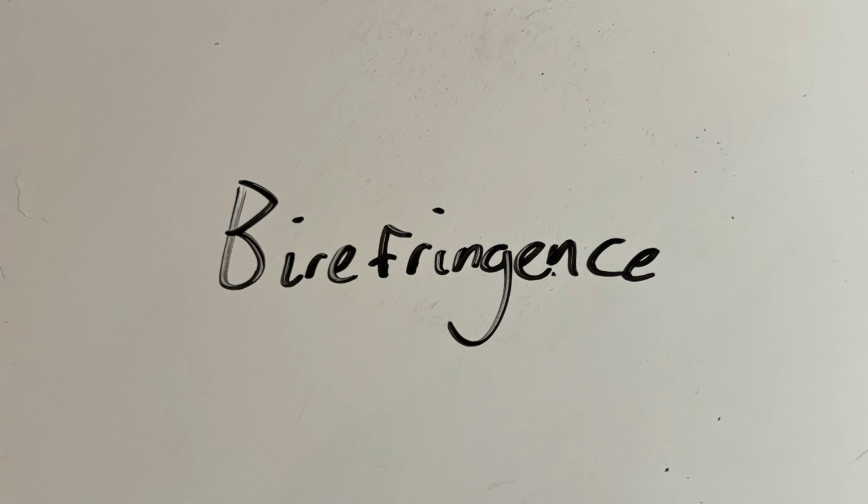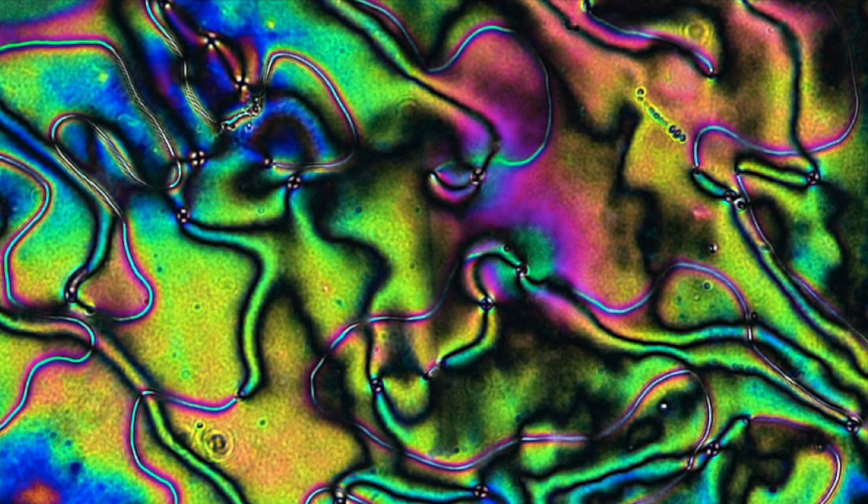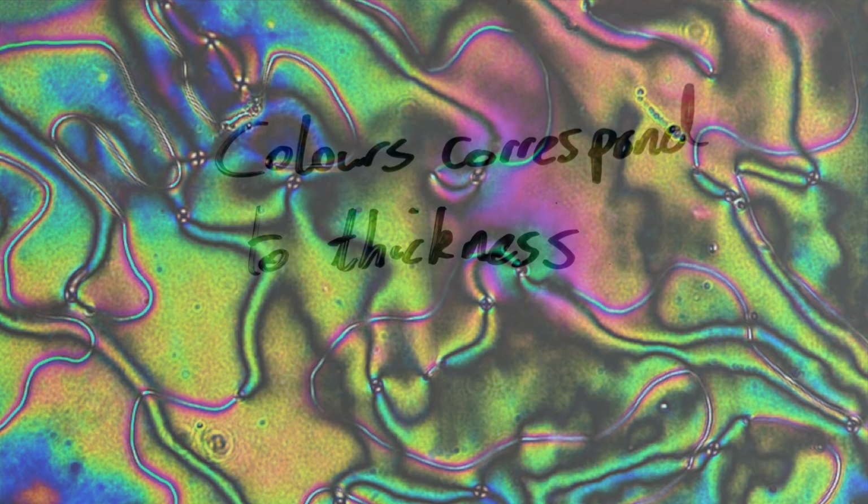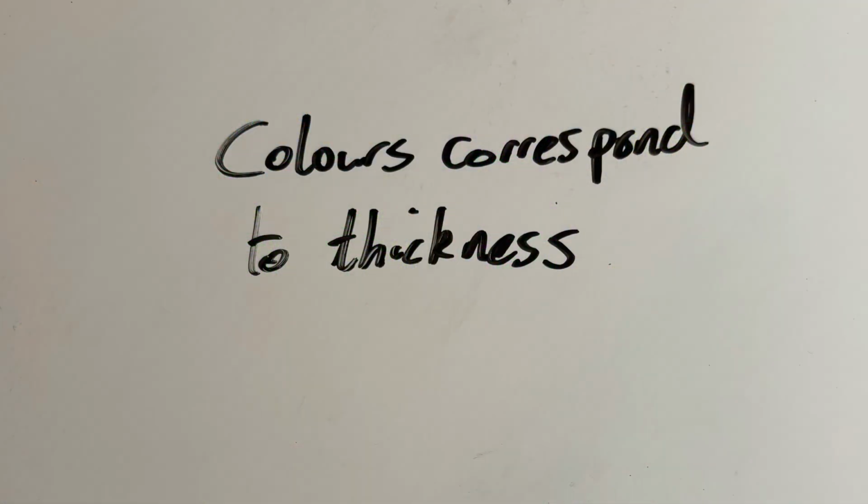It's because of birefringence we can look at a liquid crystal through a polarized microscope. And when we do, we end up with something beautiful looking like this. Now, the difference in colors is caused by variety in thickness in the liquid crystals.